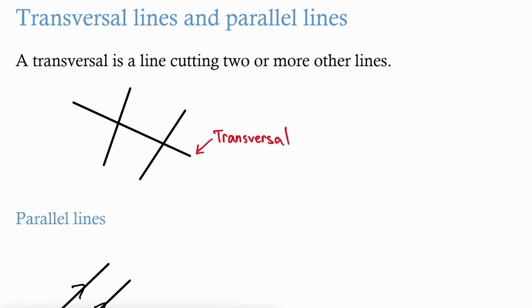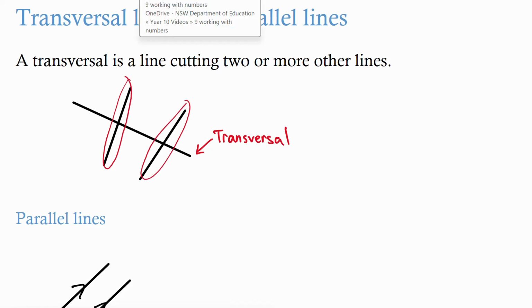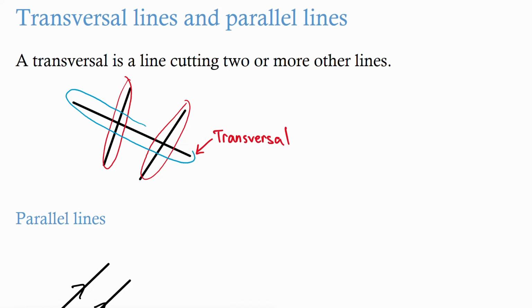In this video, we're looking at transversal lines and parallel lines. A transversal line is just a line that cuts two or more lines. So here you can see we have a line here and a line here, and then we have this long one cutting both just there. That's what we call our transversal line.